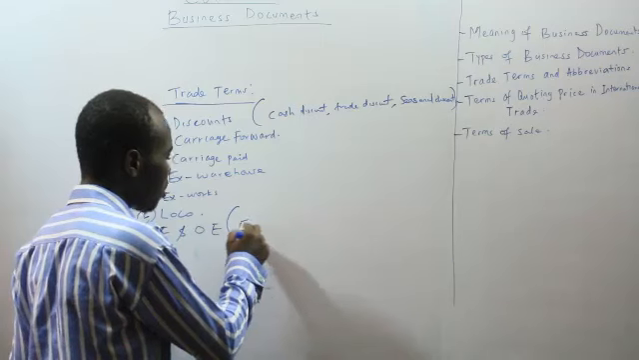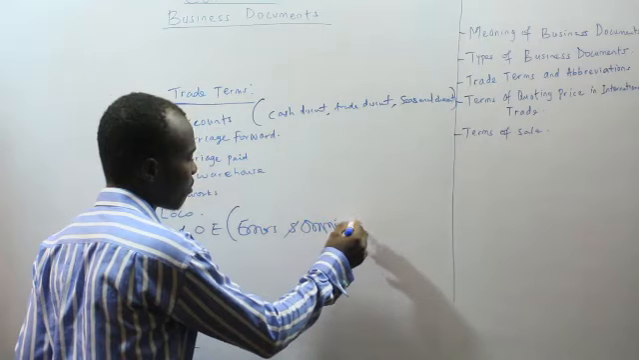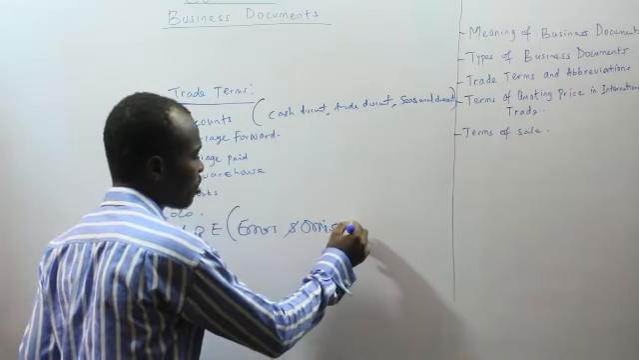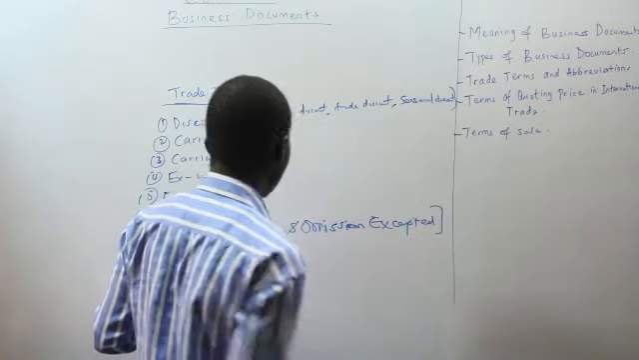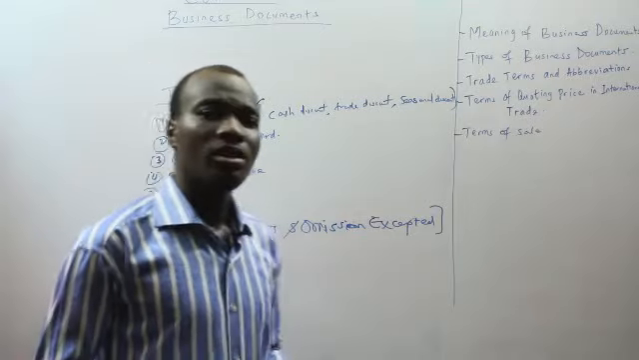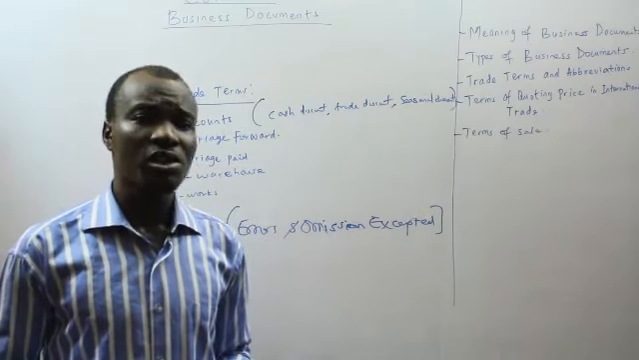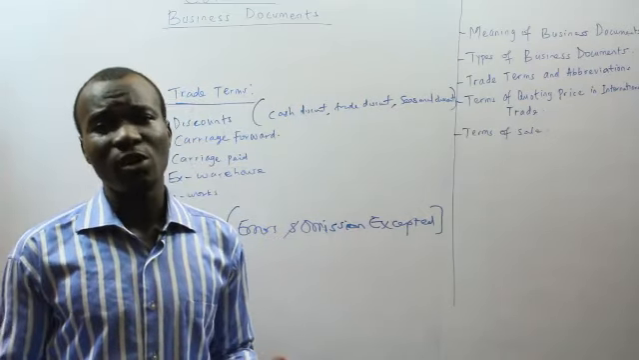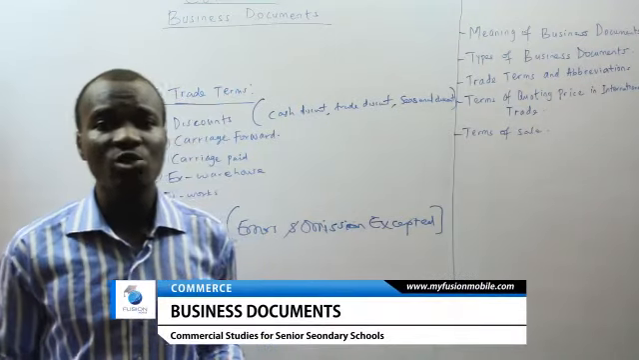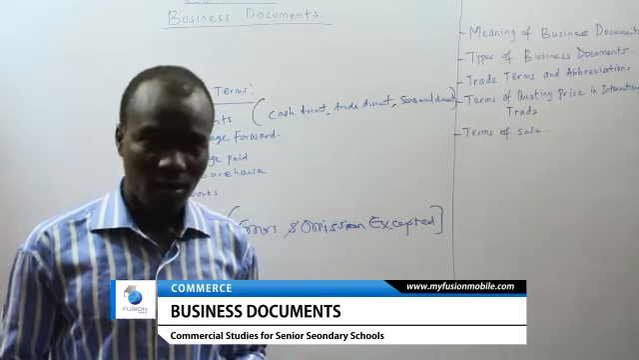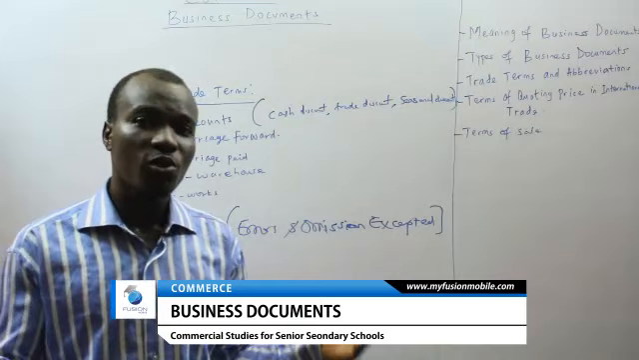This is known as Errors and Omissions Accepted. This actually means the supplier has the right to correct any form of errors and omissions made in the invoice. So if later the supplier discovers some form of error in the invoice, he has the right to make such correction of such omissions or errors in the subsequent period or in the future.